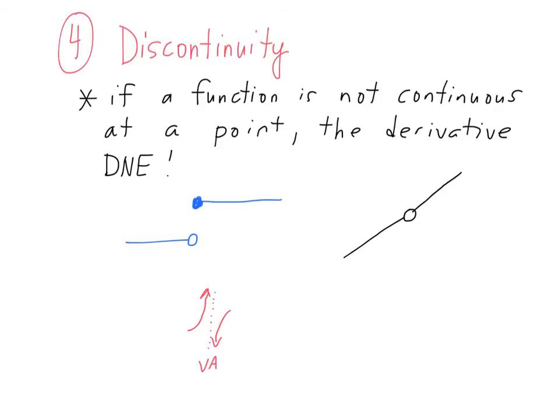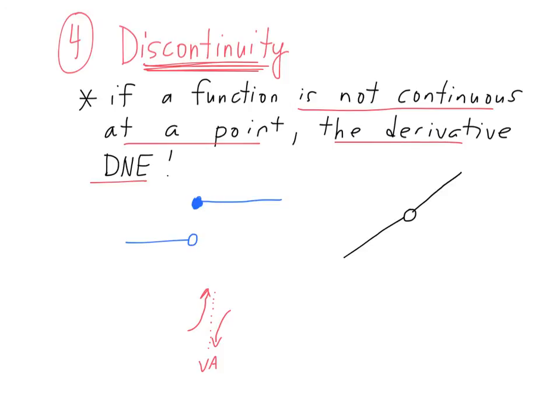Okay, our fourth and final example of a situation where a derivative does not exist is when we have any type of discontinuity. So if a function is not continuous at a point, then the derivative does not exist. So I've drawn three examples here where in the first one we have the case of a jump. Now notice the point is defined here. We have a filled in circle, but that doesn't matter. The fact that it's not continuous, because we have a jump there, we know that the function is not going to have a derivative because it's not continuous.